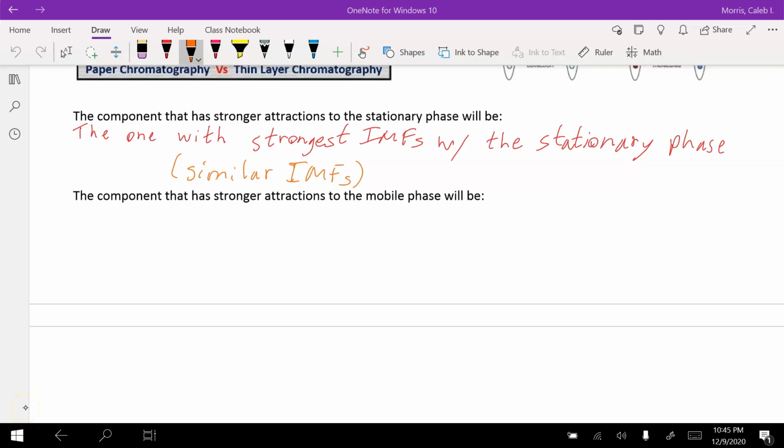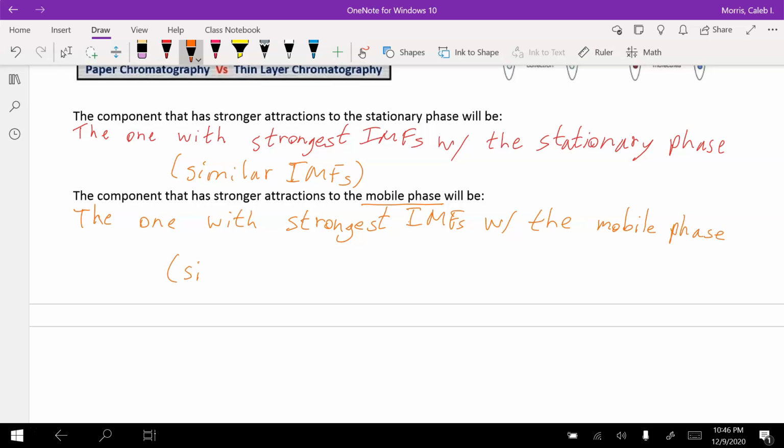On the other hand, the component that has a stronger attraction to the mobile phase will be the one with the strongest intermolecular forces with the mobile phase, which means that it's going to have similar IMFs to the mobile phase.